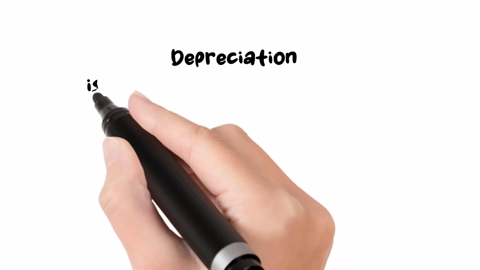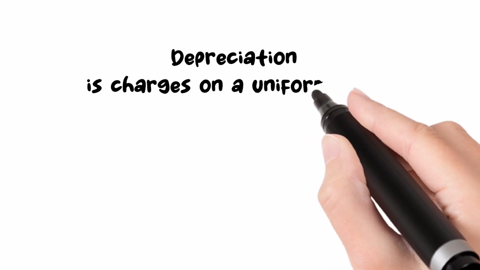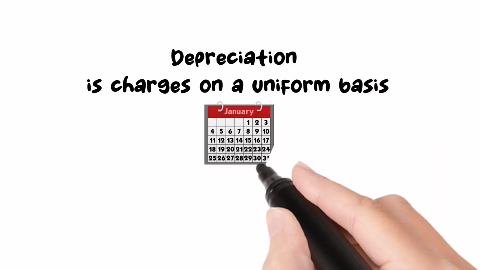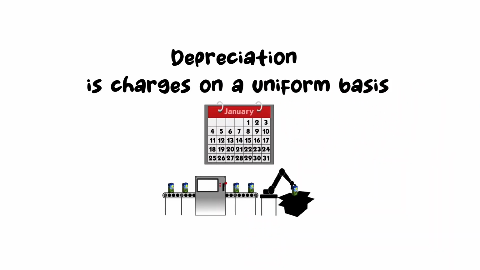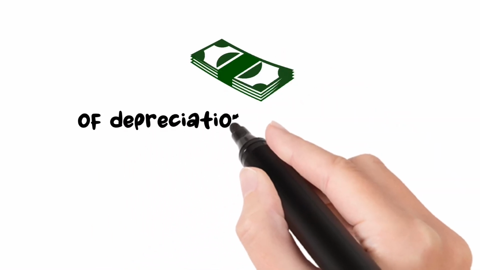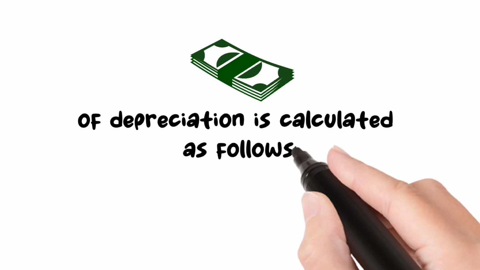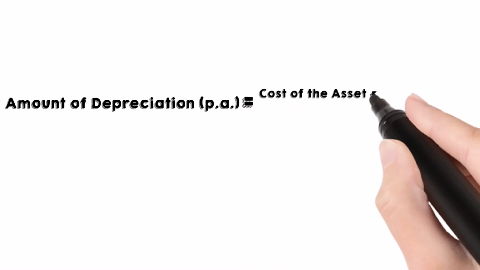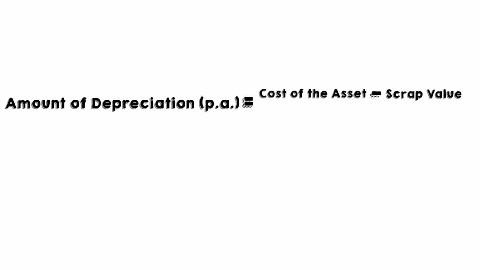Depreciation is charged on a uniform basis every year till the asset is written off. The amount of depreciation is calculated as follows. Amount of depreciation per annum equals cost of the asset minus scrap value divided by the useful life of the asset in years.